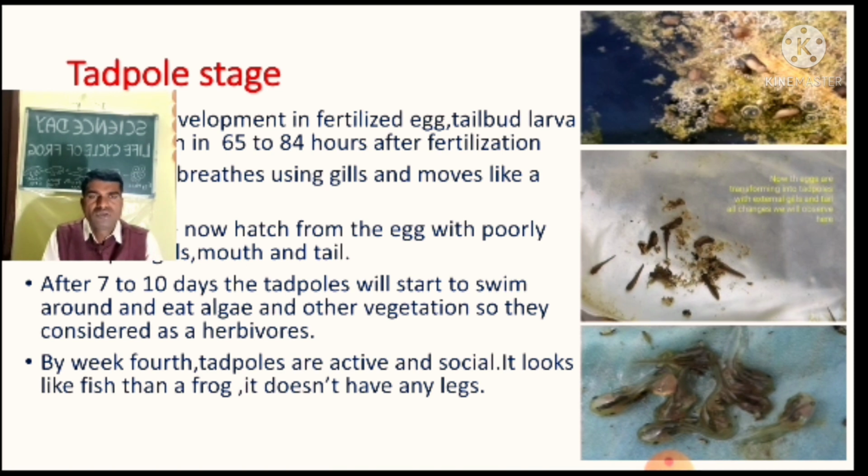By week 4, tadpoles are active and social. It looks more like a fish than a frog. It doesn't have any legs. So in this picture, we can observe in the first diagram, somewhat of a tail, developmental stages of tadpoles, and in the second diagram we can observe a fish-like structure, and in the third diagram we can observe the stage where the eyes are developing, the heart is forming, and the tail is forming.